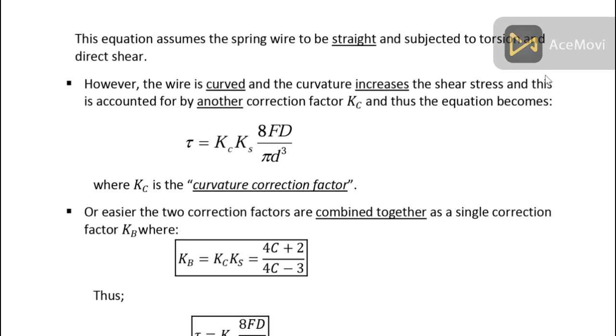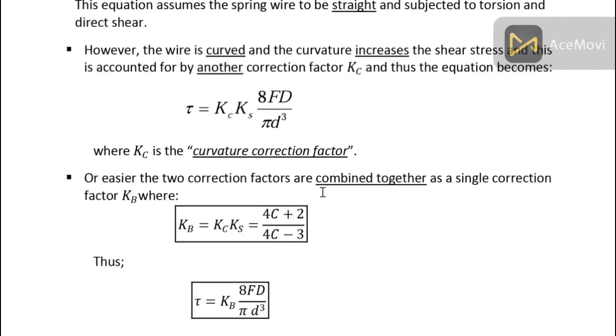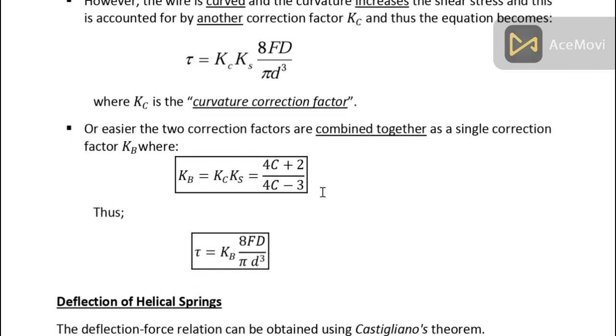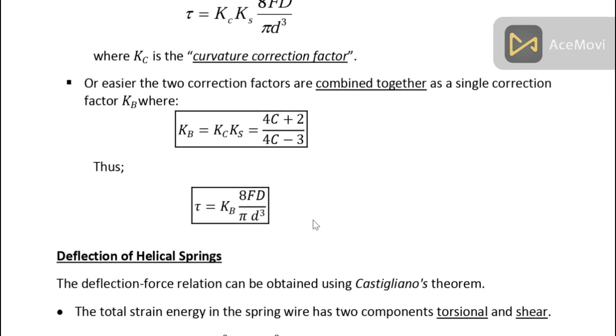Here Kc is the curvature correction factor, because when we apply the force, the curvature is changed, increased or decreased, depending upon the type of force. Now we substitute Kc Ks into Kb, which is given by (4C plus 2) divided by (4C minus 3). That is called the combined factor Kb. So now tau becomes Kb into 8FD divided by pi d cube.